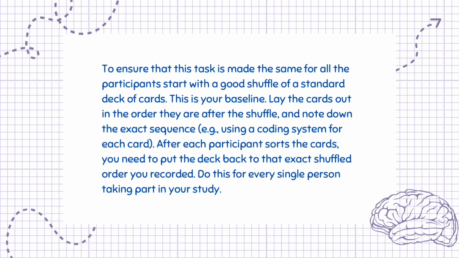To ensure that this task is made the same for all the participants, start with a good shuffle of a standard deck of cards. This is your baseline. Lay the cards out in the order they are after the shuffle, and note down the exact sequence, e.g., using a coding system for each card. After each participant sorts the cards, you need to put the deck back to that exact shuffled order you recorded. Do this for every single person taking part in your study.